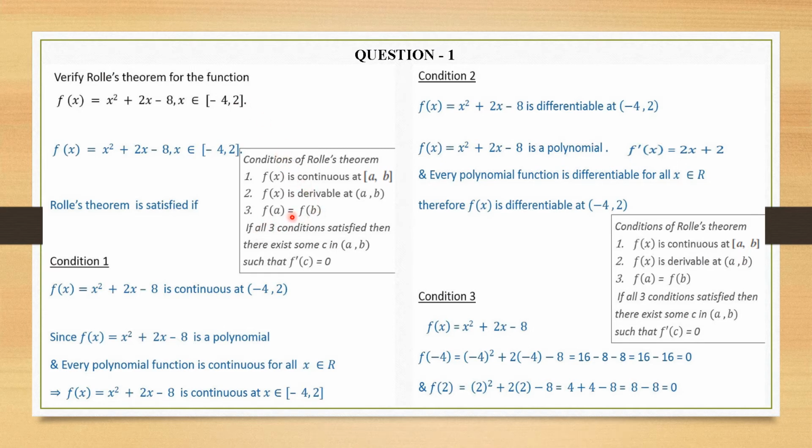And if all these conditions are satisfied, then in between this interval, the open interval (-4, 2), you will get a point c at which the derivative is 0. Okay, so let us start verifying this.